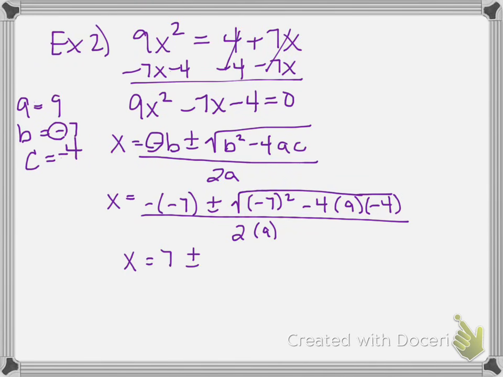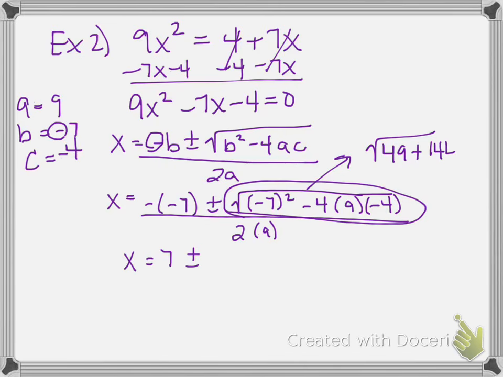Let's kind of figure this out all together. This square root right now. So negative 7 squared is 49. So I'm going to put out to the side that I have the square root of 49 plus, and then negative 4 times 9 is 144. So I have 49 plus 144, which is 193. So I'm going to do the square root of 193. All over 2 times 9, which is 18.